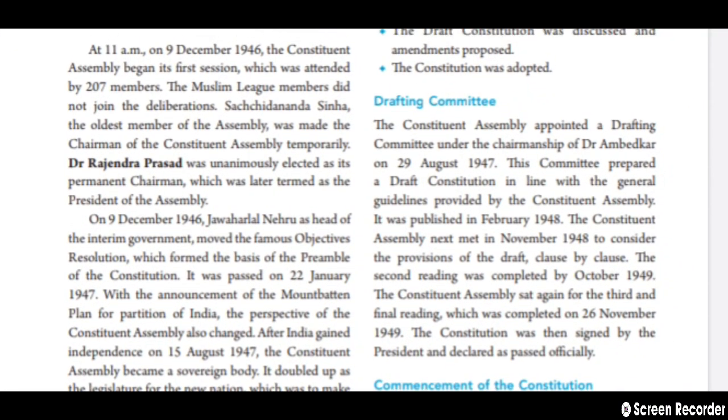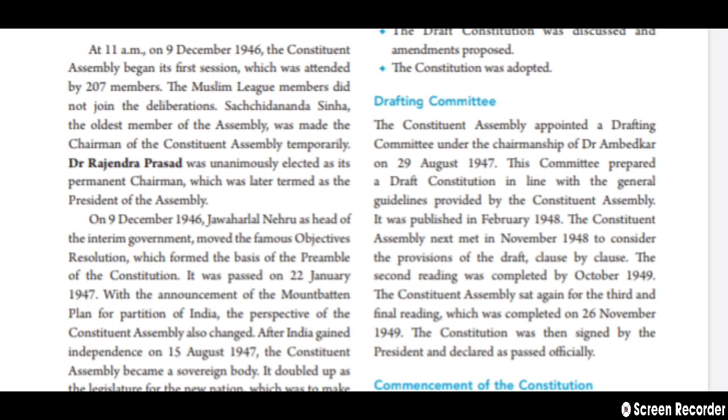So on 9th December 1946 at 11 a.m. the Constituent Assembly began its first session. The first session was attended by 207 members, as there were 389 members in the Constituent Assembly. The Muslim League members did not join the deliberations.